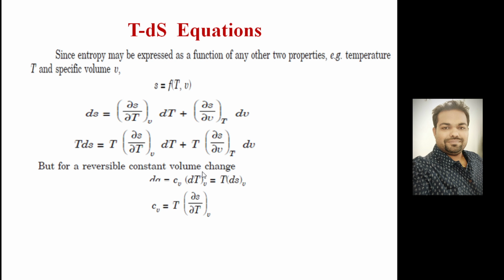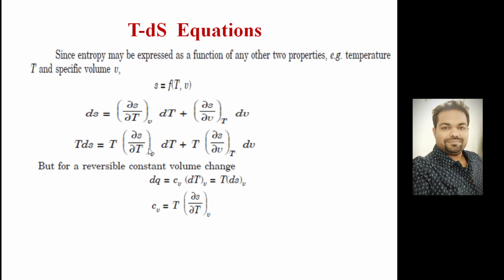You have written this. But for a reversible process, we know that dQ is equal to Cv dT, which is nothing but TdS basically. So for a reversible process, dQ is equal to T dS. Here, Cv dT at constant volume is equal to T dS at constant volume. So we can write from here Cv is equal to T (∂S/∂T) at constant volume. So in place of this complete term, you can write Cv.